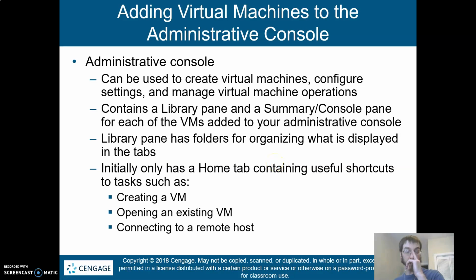Now, the thing to note here is that just because something doesn't show up in the library pane doesn't mean it's gone. And if you're trying to delete a VM, you don't just delete it from the library. That just removes the bookmark. You actually have to delete the VM in the Machine menu. Initially, that Home tab will give you some basic shortcuts: create your VM, open one, connect to a host, connect to vCloud.